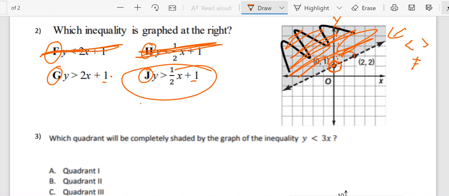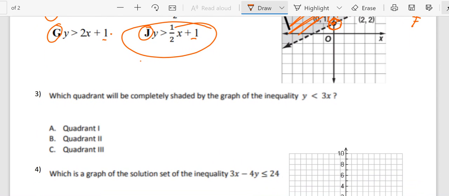The next one, number 3, says which quadrant will be completely shaded by this graph. In order to do this, I'll just do a little sketch over here. First thing, know your quadrants. This is 1, this is 2, this is 3, and this is 4. They look the same, so let me fix that. This is 3 and this is 4. All right, so keep that in mind.